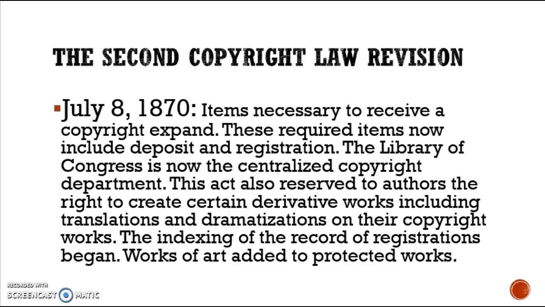The second copyright law revision. On July 8, 1870, the items necessary to receive a copyright expand. These required items now include a deposit and registration. The Library of Congress is now the centralized copyright department, and this act also reserved to authors the right to create certain derivative works, including translations and dramatizations on their copyright works. The indexing of the record of registrations began, and works of art were added to protected works.